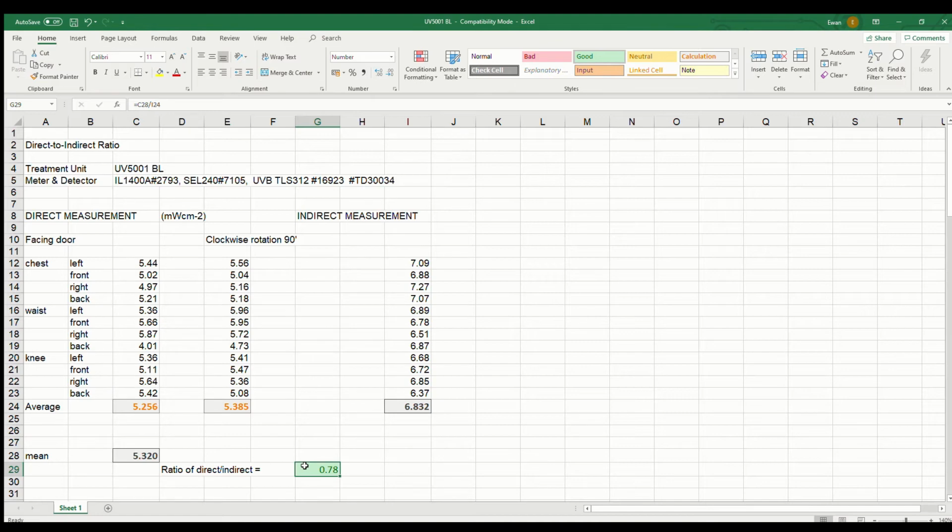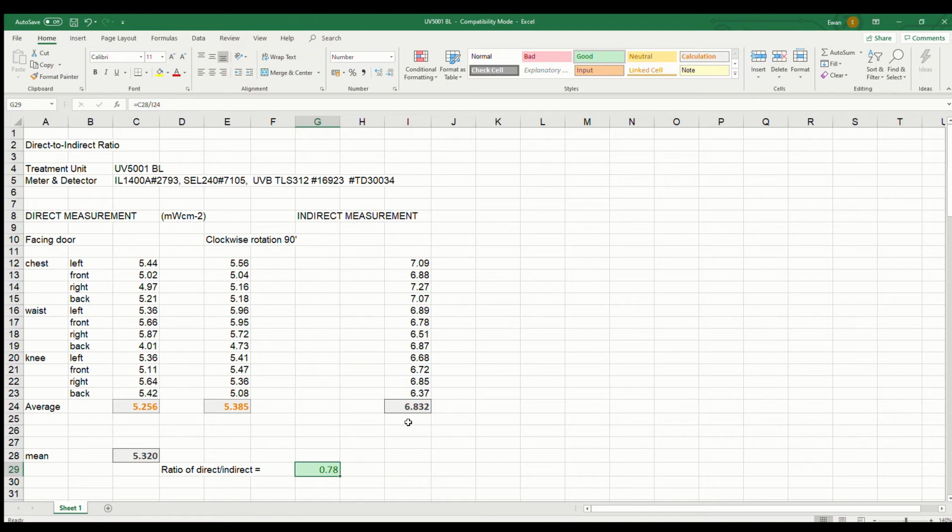It's also dependent upon the phototherapy cabinet because of the geometry of the phototherapy cabinet, and theoretically it's also dependent upon the detector that you're using as well, primarily because of the angular response of the detector. So if you have two detectors, one with a poor angular response and one with a good angular response, you're going to have a different direct to indirect ratio.